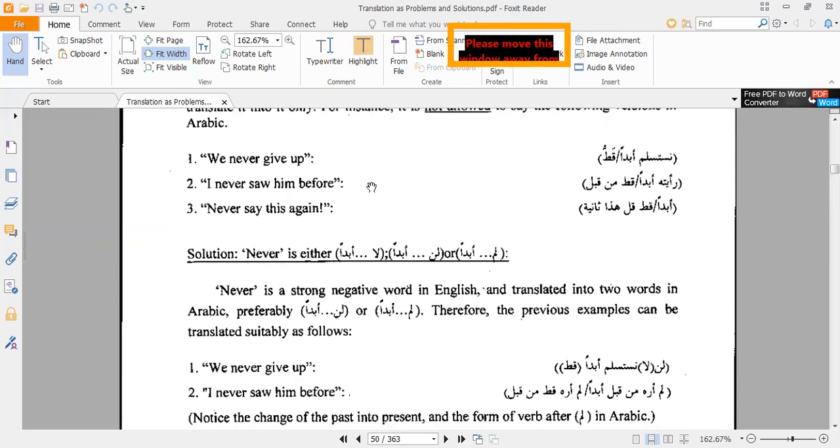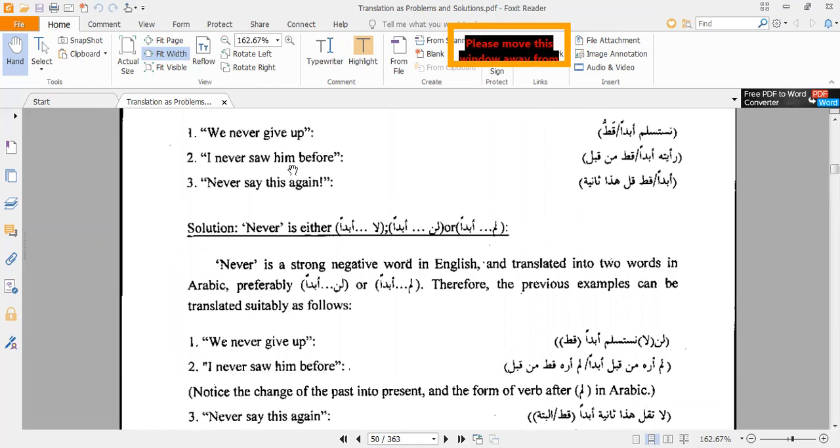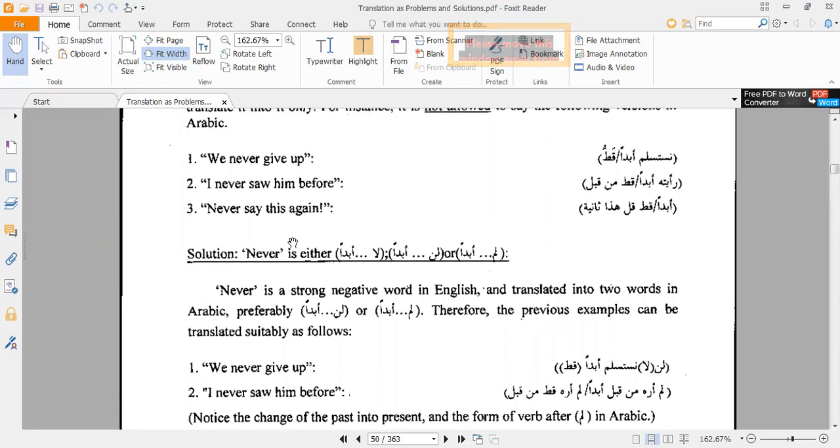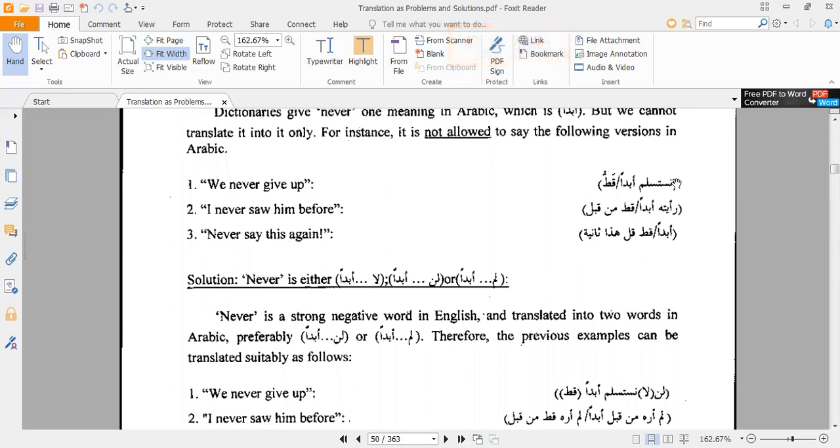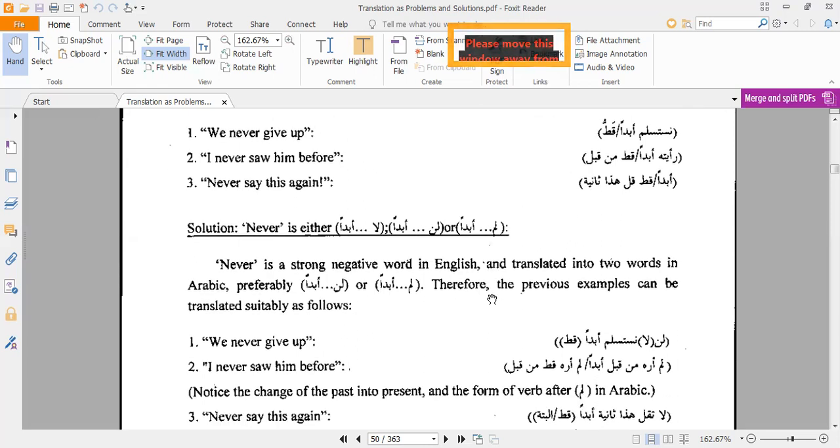So, how to solve this problem? Actually, we can use a negation particle before "never" at the start of the sentence. For example, we can say لا نستسلم أبدا or لن نستسلم قط. لا نستسلم قط. Okay, so at the start of the sentence, "never" is translated as أبدا or قط, but at the beginning of the sentence I use a negation particle in Arabic: لن, ما, ليس, the four negation particles we talked about before.